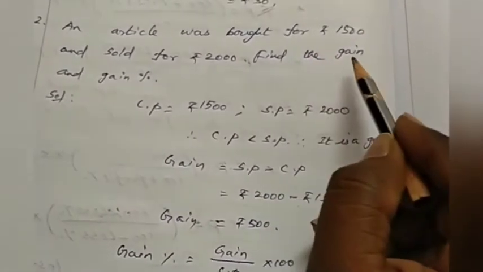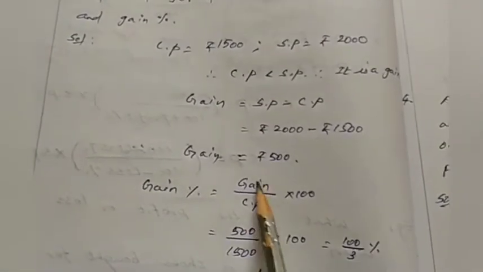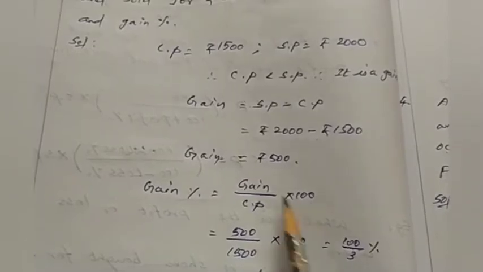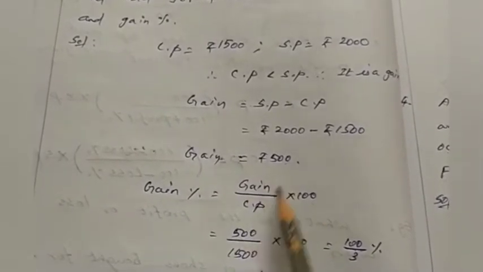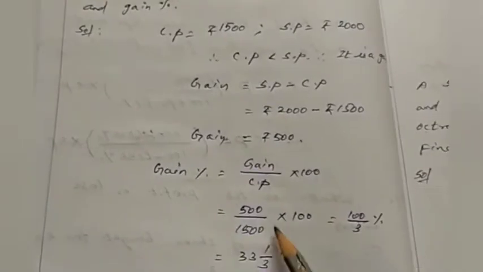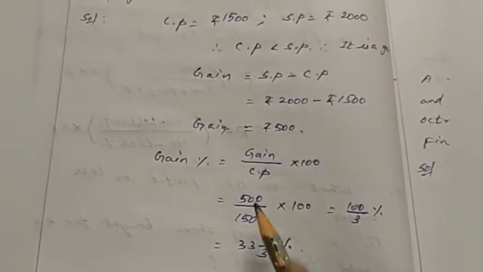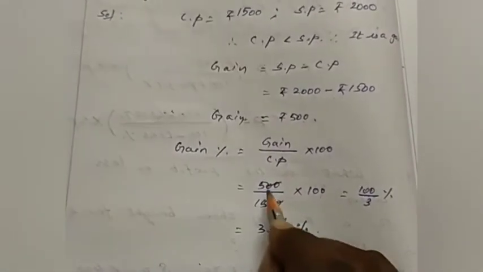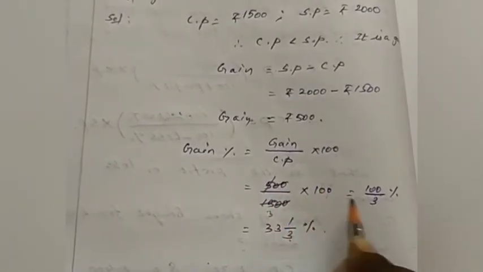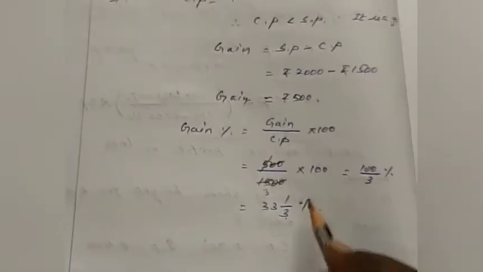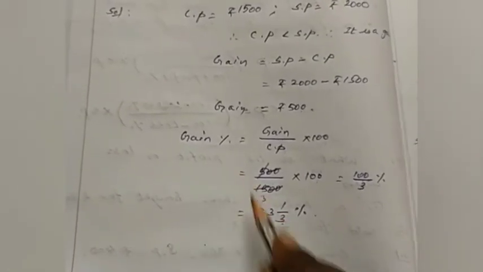The question also asks to find the gain percentage. Gain percentage is equal to gain divided by cost price into 100. So gain 500 divided by cost price 1500 into 100. Cancelling, 100 divided by 3 percent, which is converted into a mixed fraction: 33 1/3. So gain percentage is equal to 33 1/3%.